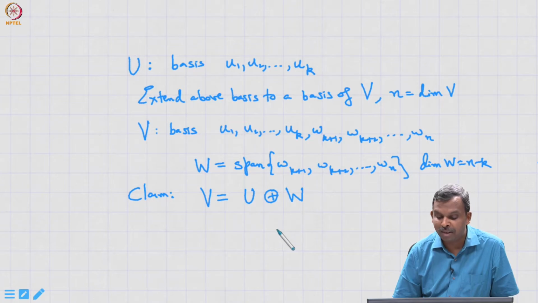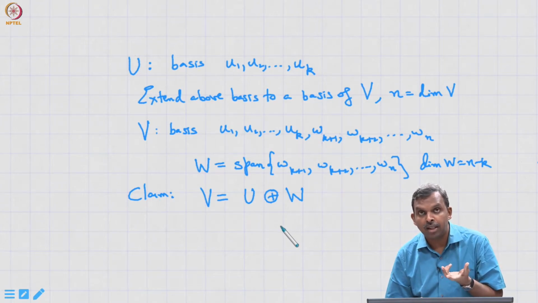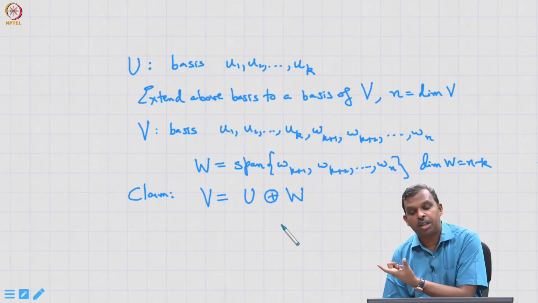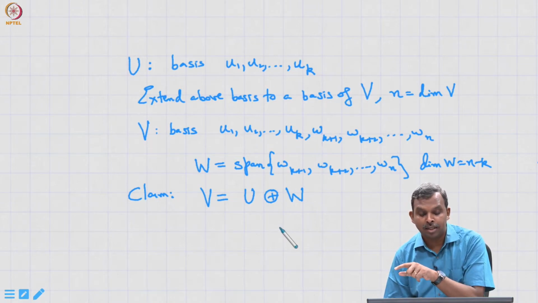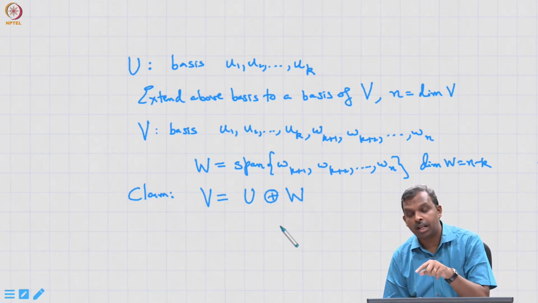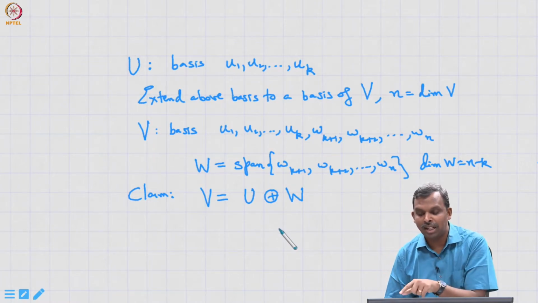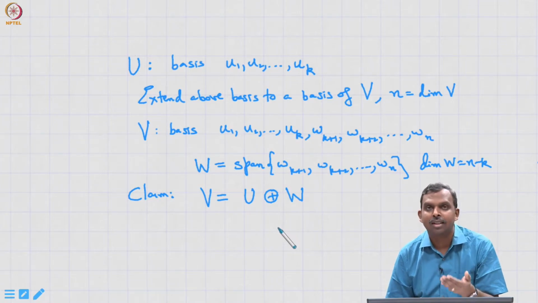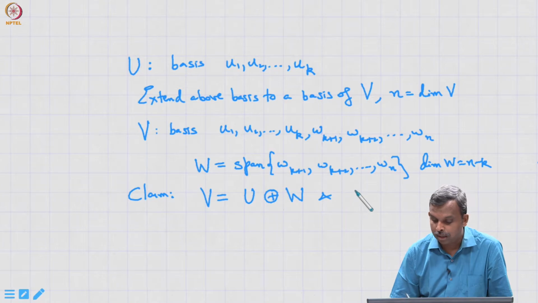If U and W have a common, non-zero intersection, what should happen? There should be a linear combination of U1 through UK which should be equal to another linear combination of W1 through WK. It should be non-trivial, which means what? There is a linear combination of U1 through UK and WK plus 1 to WN which gives you 0, which means those are linearly dependent, but that is not possible because they are a basis. So, it is easy to show that these two are true.